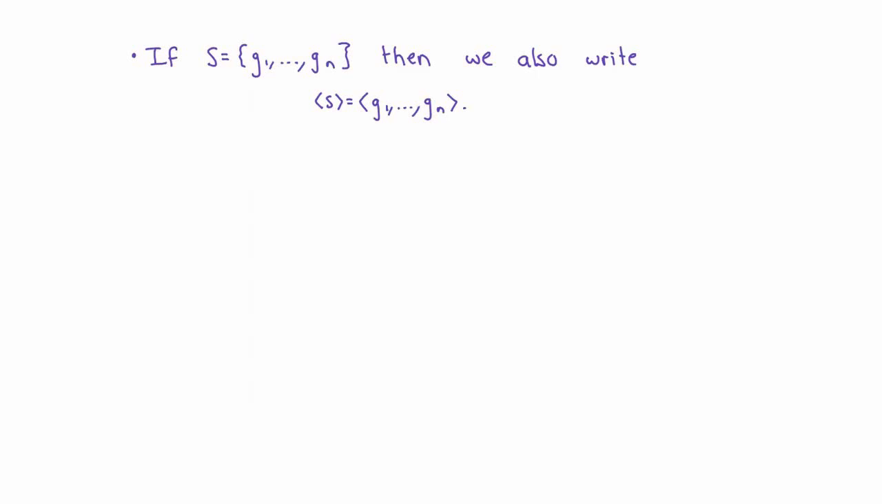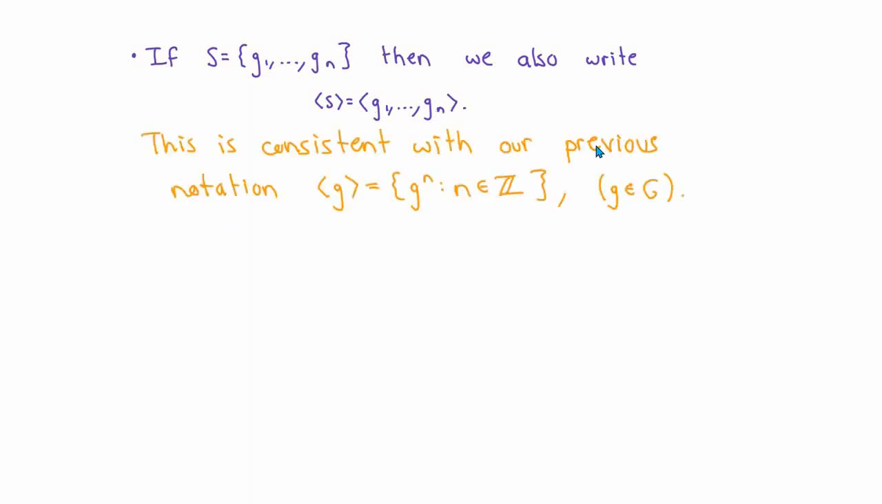The next point, which is a matter of notation, is that when the set S is a finite set, say consisting of the elements g1 to gn, then instead of writing triangular brackets S for the subgroup generated by S, we may also just write triangular brackets g1 to gn without the curly braces on the inside. Now this is consistent with the notation that we introduced back when we talked about cyclic groups in our video about groups of orders 1 through 3. But now that we have the definition of subgroup, we're going to refer to the group generated by a single element g as the cyclic subgroup generated by g.